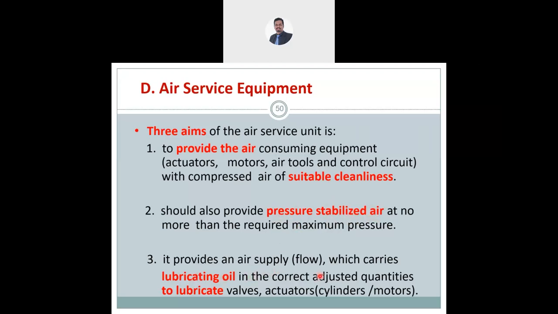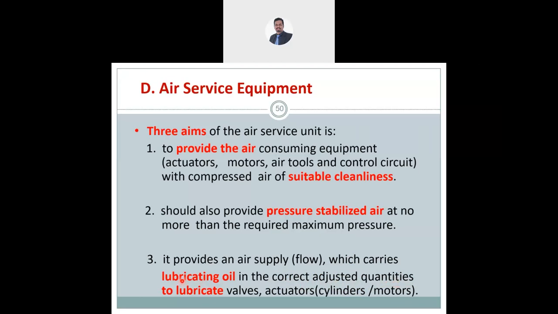It provides an air supply flow which carries lubricating oil in a correctly adjusted quantity to lubricate valves and actuators. So when you have some moving parts, especially your actuator, like the last part of the system, you have a piston or a motor. Normally when you have movement, you have wear and tear. To reduce the friction, you need to provide suitable lubrication. You need to identify this, the correct adjusted quantity. So not too much and not too little. It must be in a suitable range.